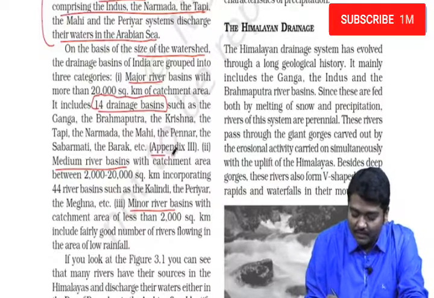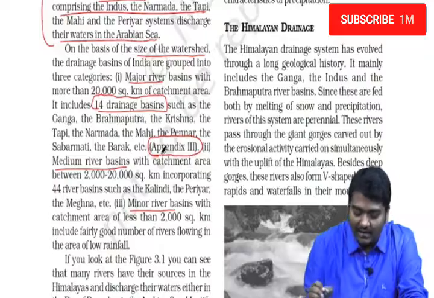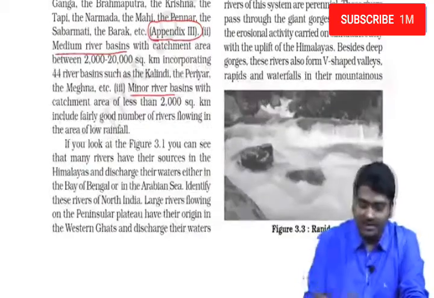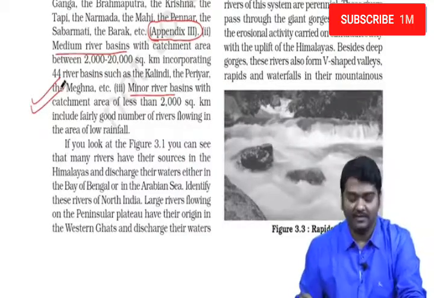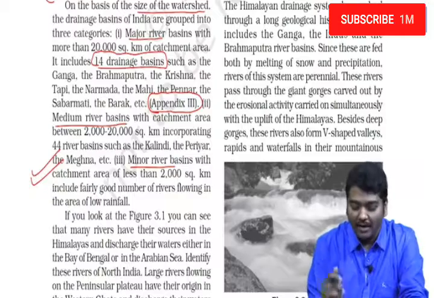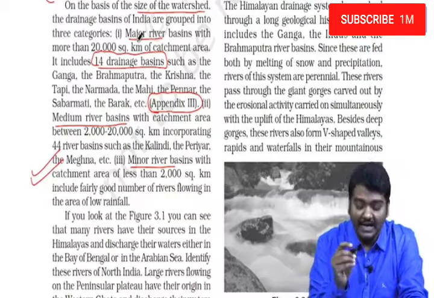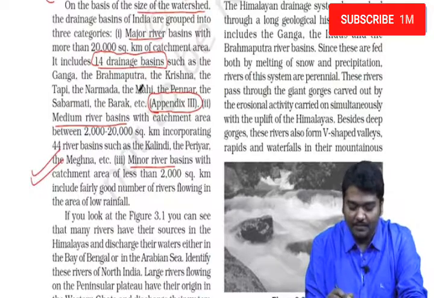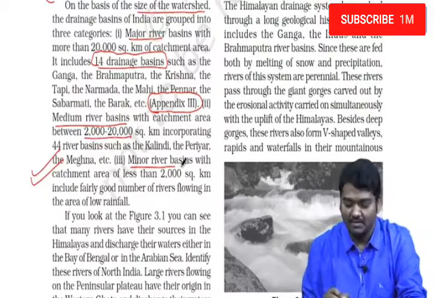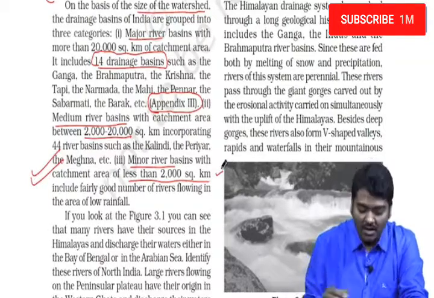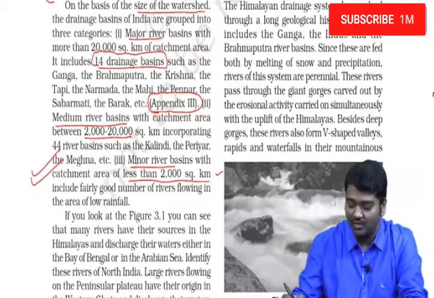I'll be showing you Appendix 3, where they have actually spoken about all these 14 rivers, right? So it's very, very important for you to cover this. So what exactly do you remember here? You need to look at major river basins, meaning greater than 20,000 square kilometers. Medium means 2,000 to 20,000. Minor river basins are less than 2,000 square kilometers. So these points are very, very crucial for us.